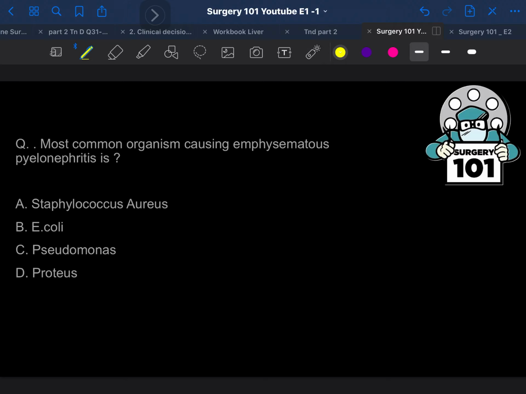What do you think is? What is the answer over here? So emphysematous pyelonephritis means air. Okay, so air in the kidney. Okay, so the answer is E.